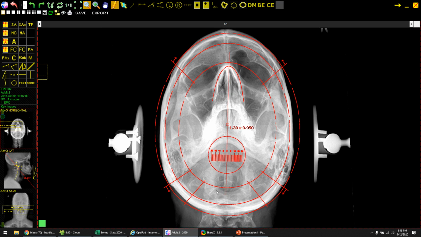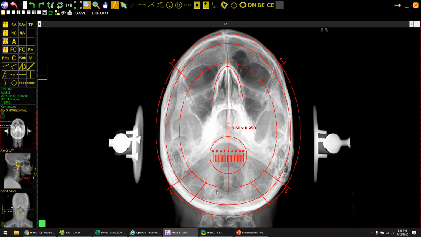And, you know, right about there. So looking at that point, that distance right there, that distance right there, that distance right there, and that distance right there. So it's equidistant now from the skull.